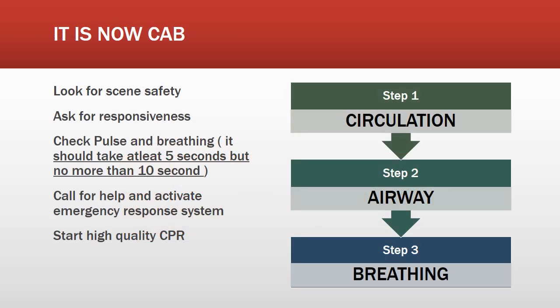So you all must be aware of ABC, that is airway, breathing and circulation, but now it has changed to CAB, that is circulation first, then airway, then breathing. When we approach a victim that is suffering from cardiac arrest, we look for the scene safety first because our safety matters too. Then we ask for responsiveness, check the pulse, and then breathing. It should take at least 5 seconds but no more than 10 seconds. It's an important point from the exam point of view.